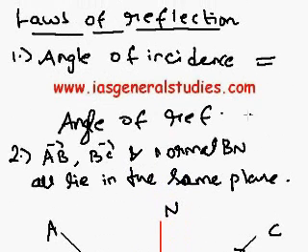There is a chance that they can ask you the question by giving the statement whether it is correct or not. So we have to understand that laws of reflection has two statements. One is the angle of incidence is equal to the angle of reflection, and the second one, the incident ray, the reflected ray, and the normal all lie in the same plane. Is it clear?